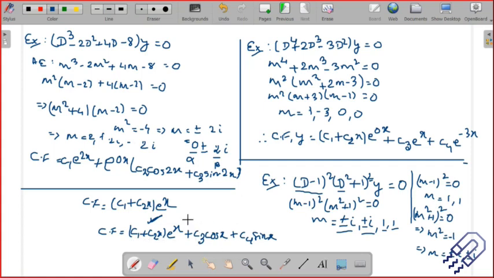Okay. Now in the second case, let's talk about this. This is 0 plus minus i. So that means beta is 1 and alpha is 0, right? So I can take e to the power alpha x, so e to the power 0x. Okay, and then within the bracket, since the values are getting repeated, we know the rule for repetition is this.